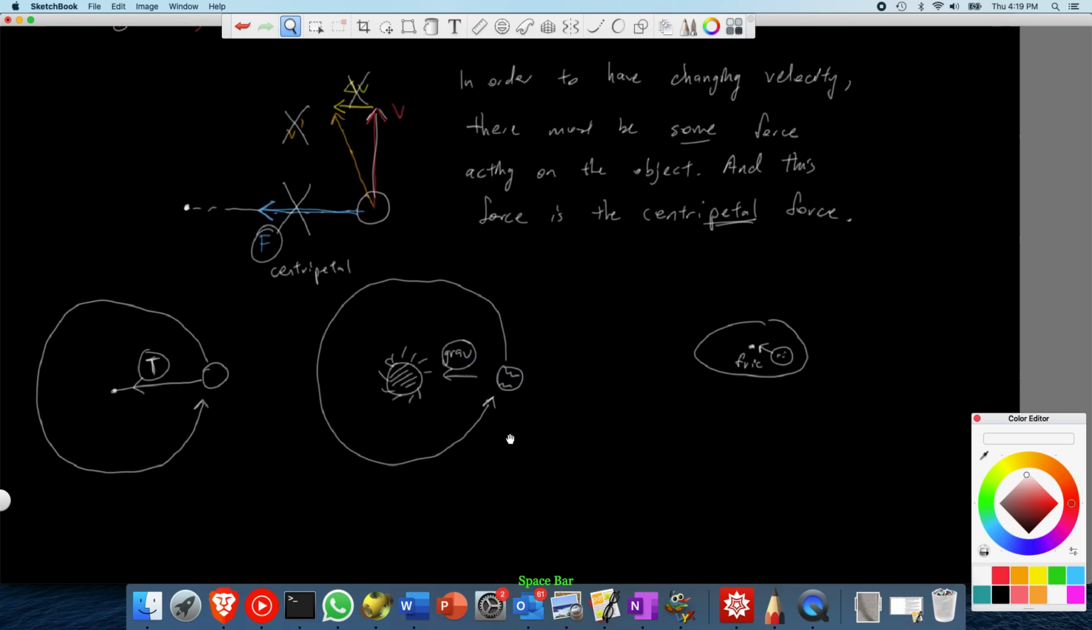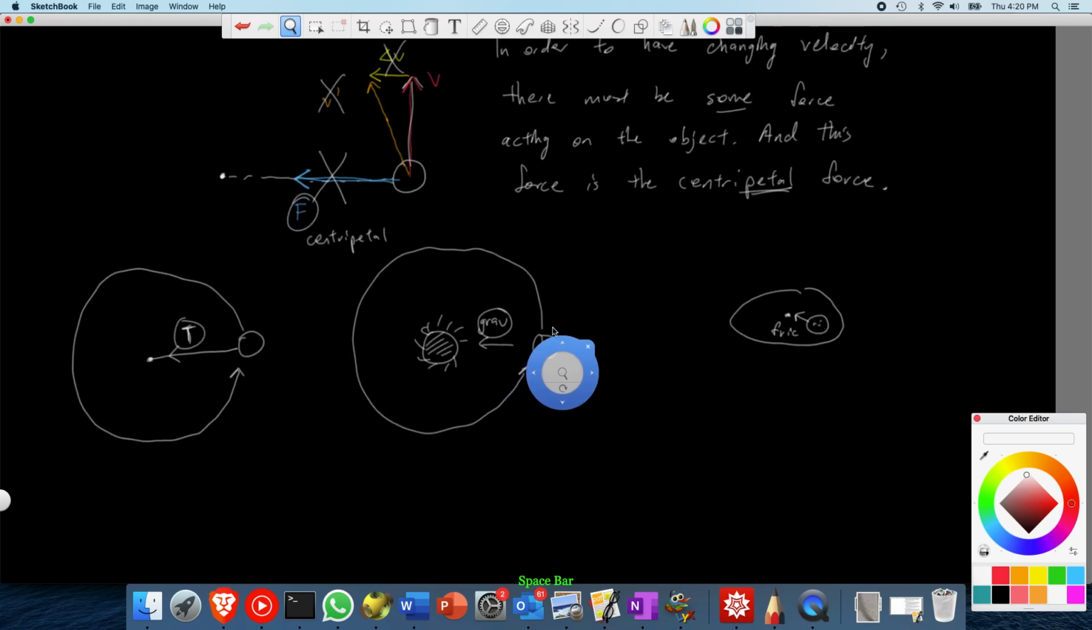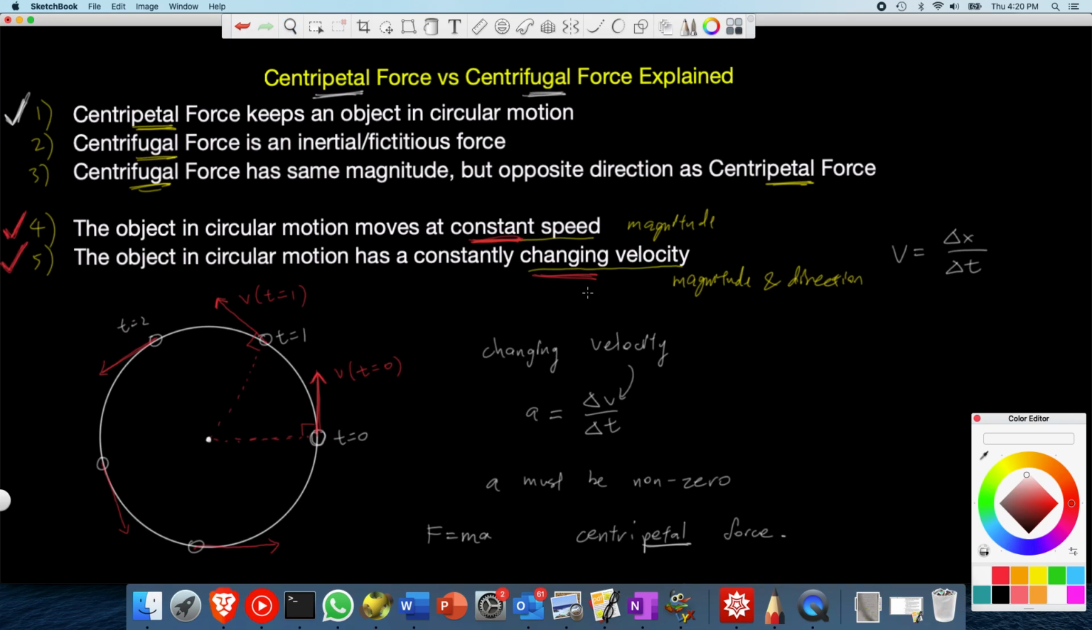So these are three examples of centripetal forces, and in each case the centripetal force is different. So what I'm trying to say is that the centripetal force doesn't come from nowhere. The centripetal force must come from somewhere to keep the object in a circular motion. If the centripetal force was not there, then the object would not be in circular motion anymore. So in summary, the centripetal force is the force that keeps the object in circular motion.